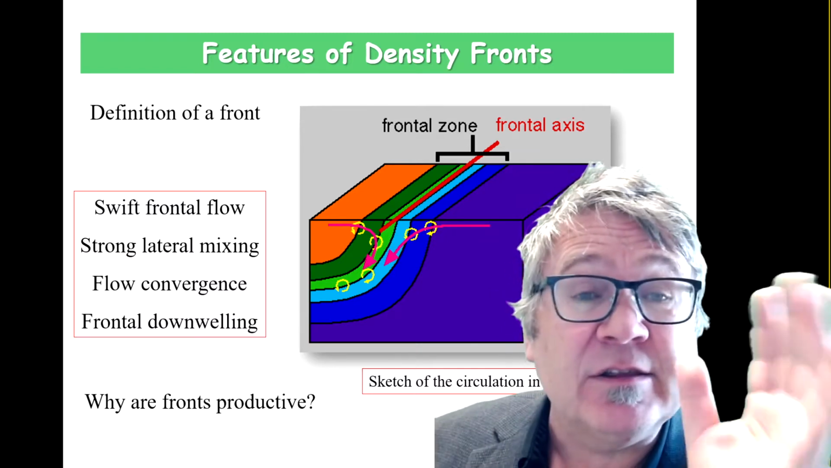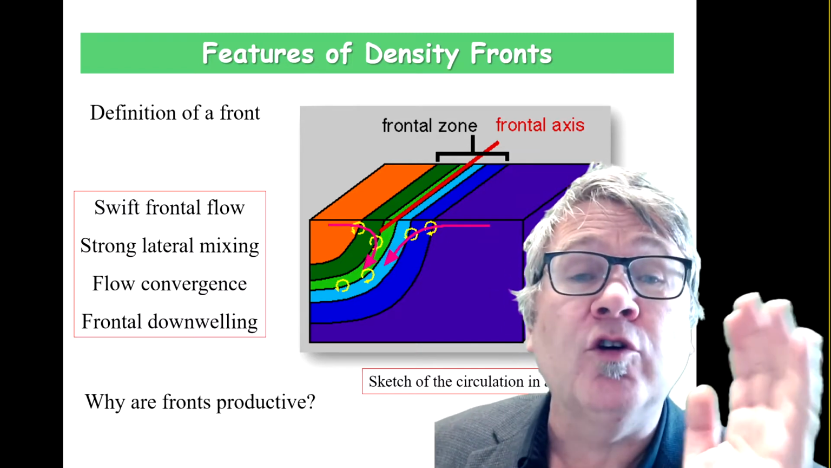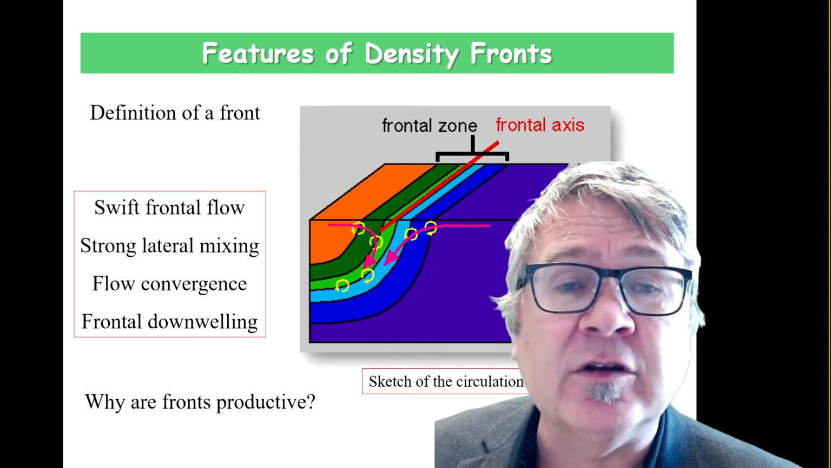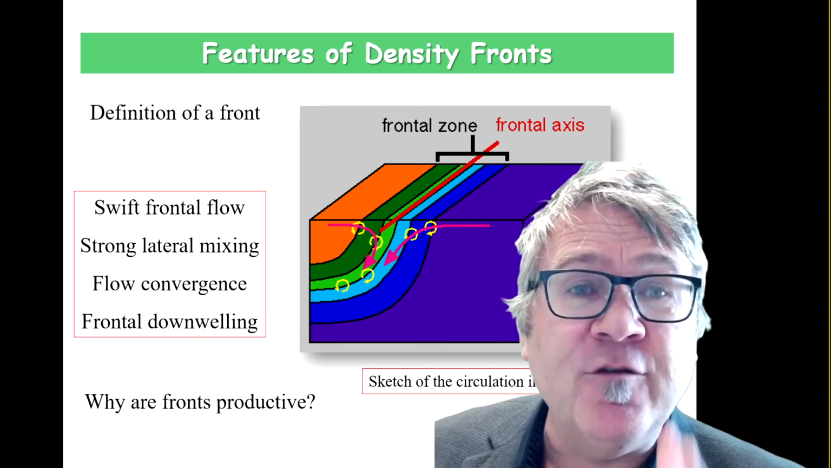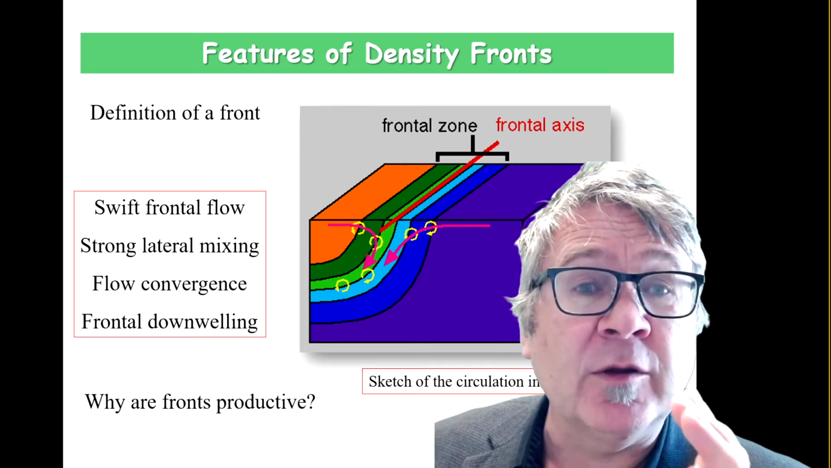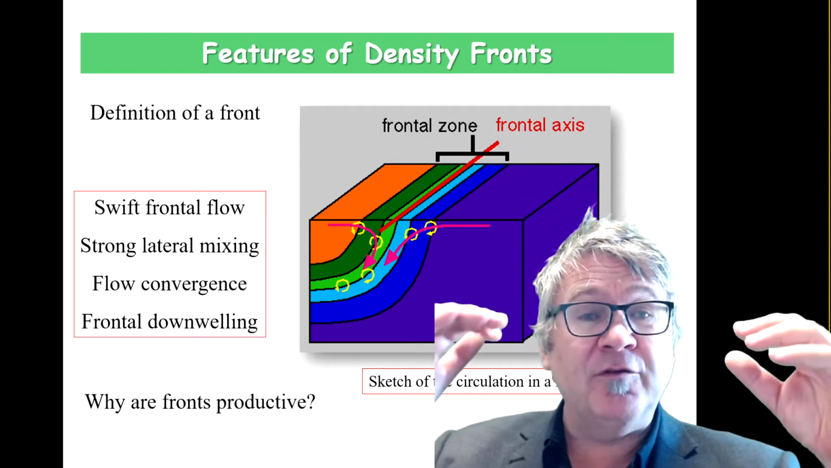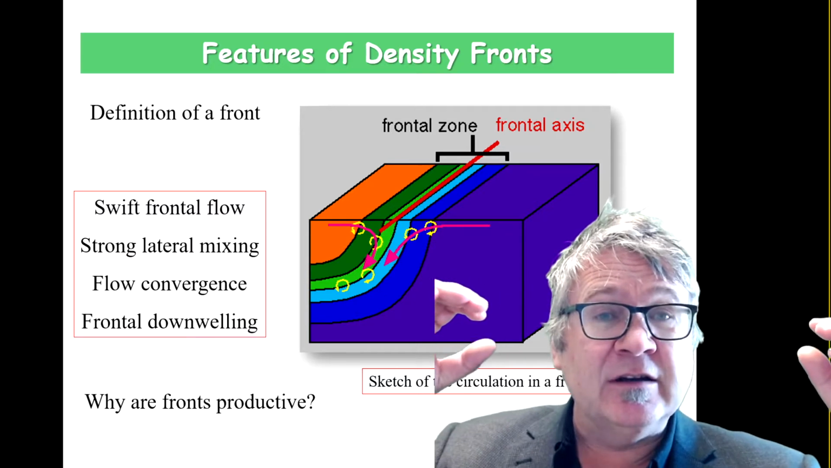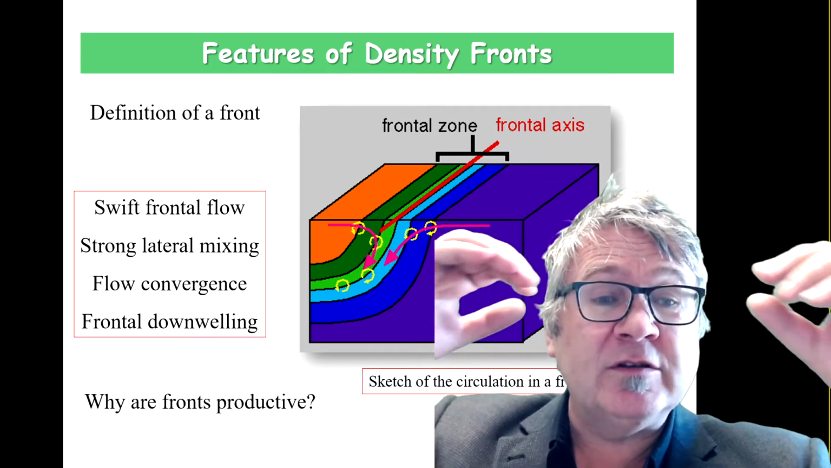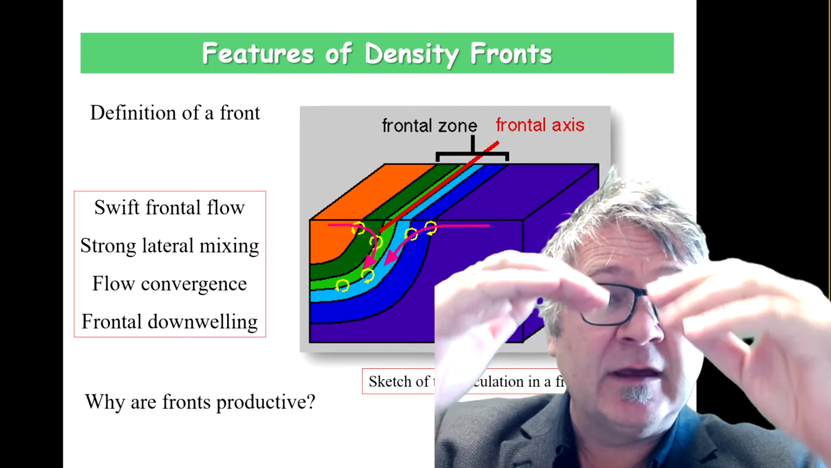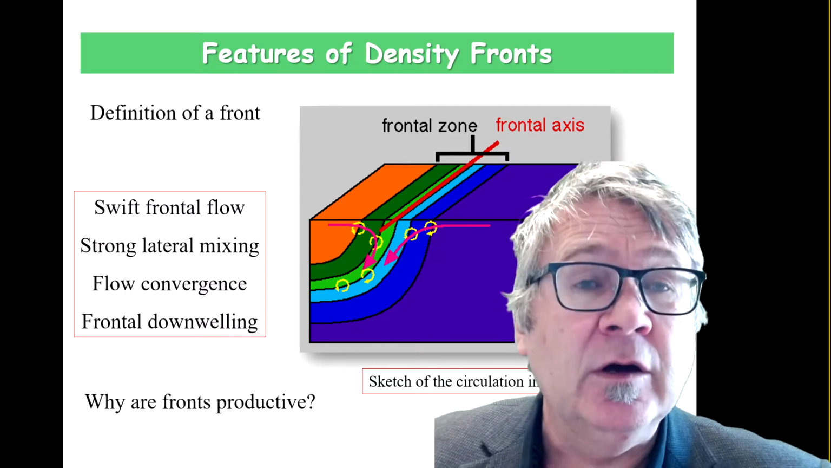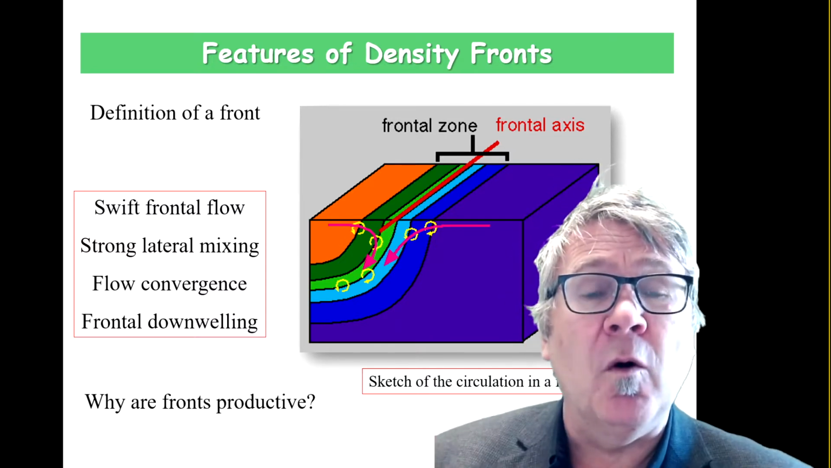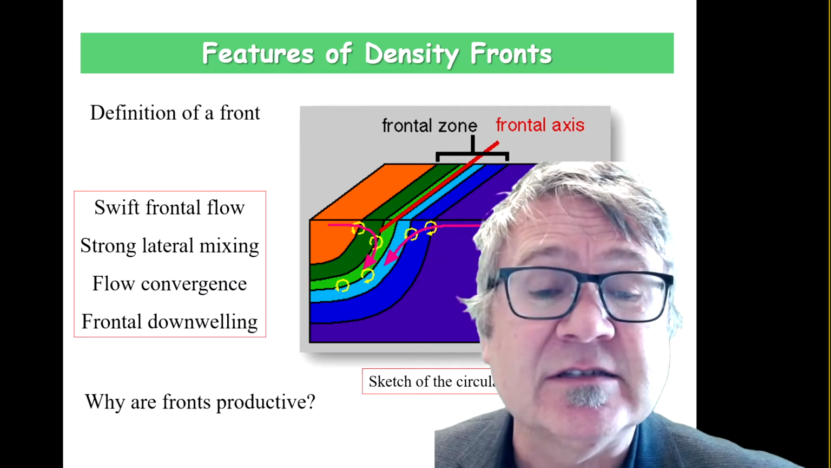What maintains the front is a flow convergence, a horizontal convergence. What convergence means is that from both sides there is a current towards the front. And this keeps the front confined to a small distance.